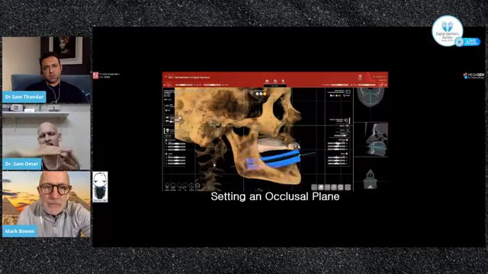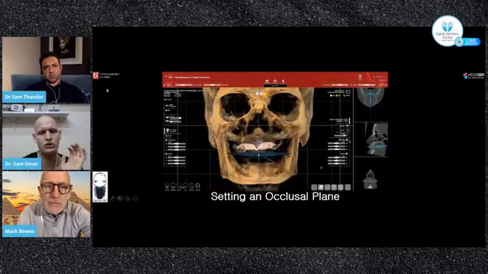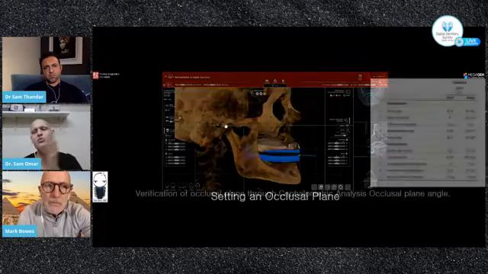So what exactly is the right angle of the occlusal plane? Is it here? Is it here? Is it here? Which exactly is the ideal occlusal plane? That means that we actually also need a reference. So that's what we're doing.